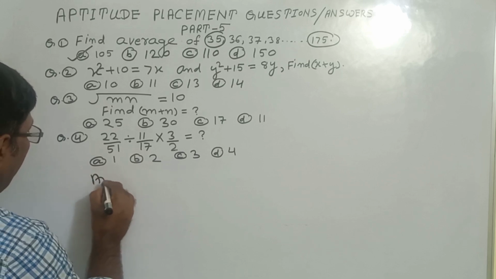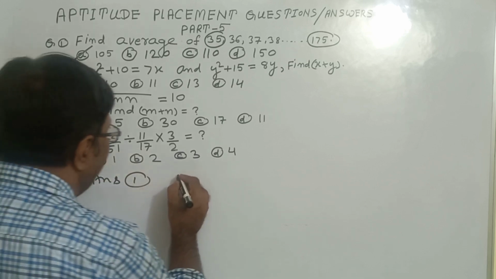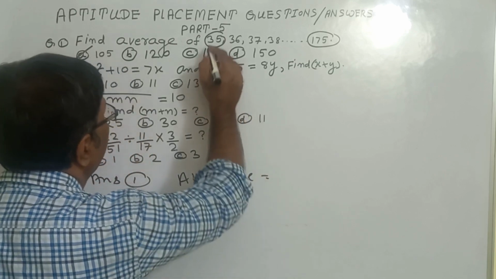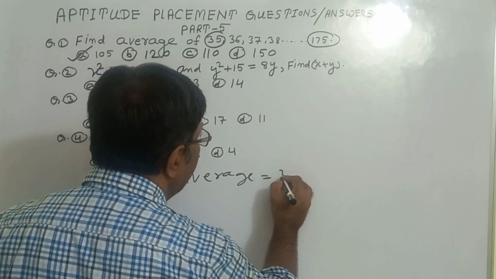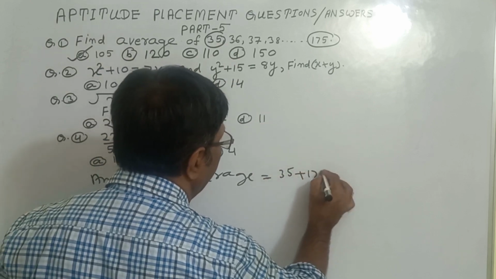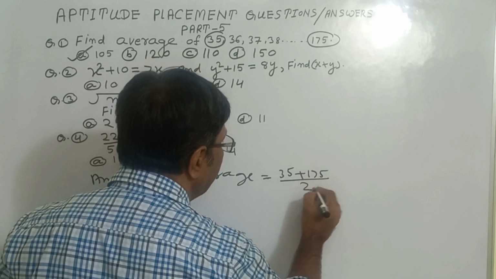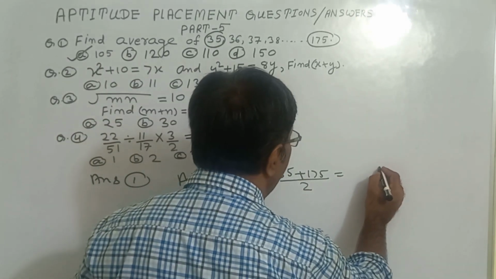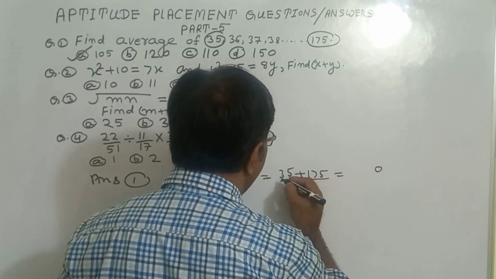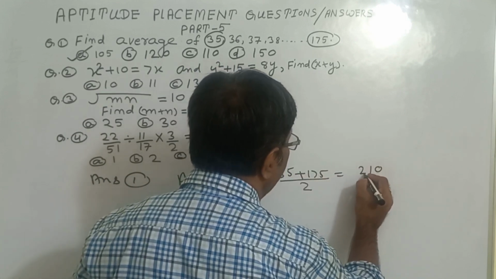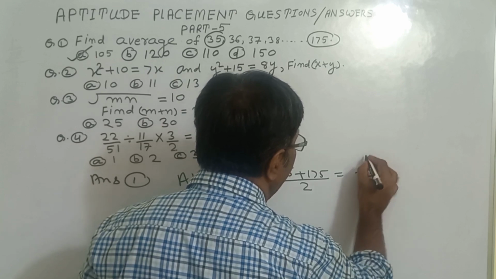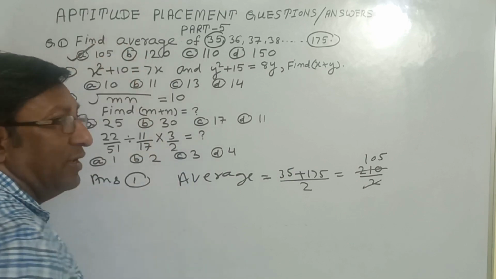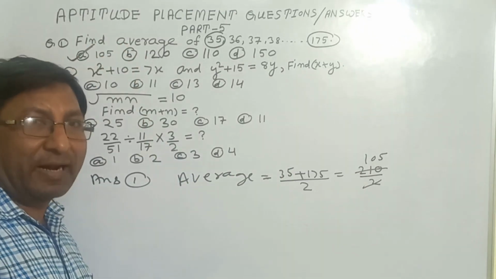See here. For this question, we can find the average: the first number is 35 and the last number is 175. So the average equals 35 plus 175 divided by 2. When we add these numbers, 5 plus 5 is 10, and 7 plus 3 is 10, plus 1, we get 210 by 2. When we divide it we get 105. So our correct answer is 105.